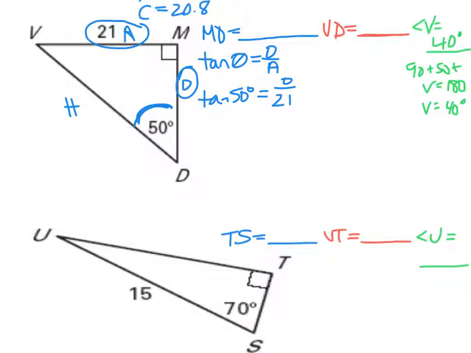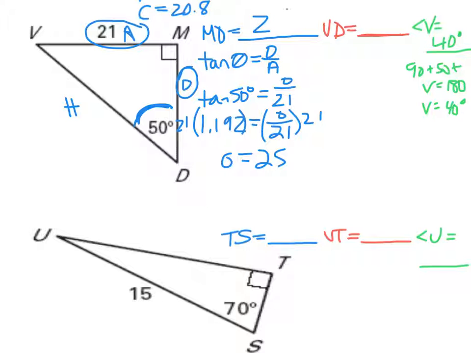So I'm going to look up what is tangent of 50 degrees, which is 1.192 equals O over 21. And then I'm going to multiply 1.192 by 21. And that gives me right at 25. So MD equals 25. Now here, you could use Pythagorean theorem, or you could use trig.